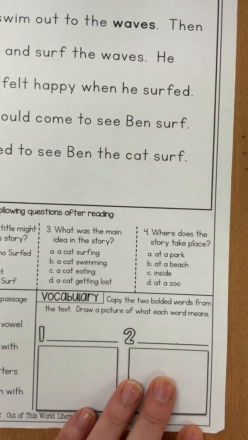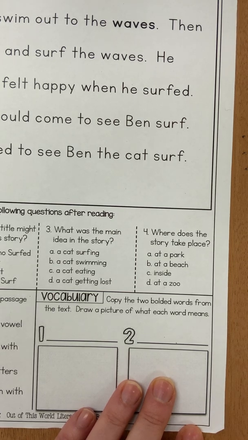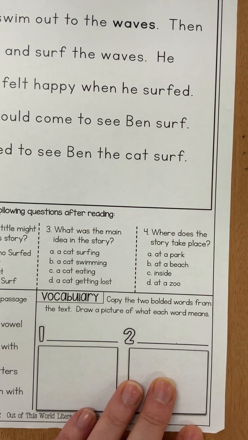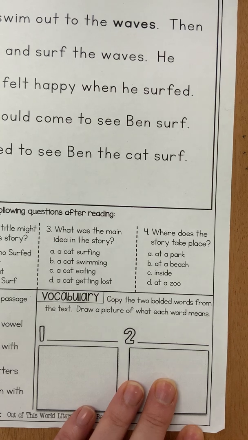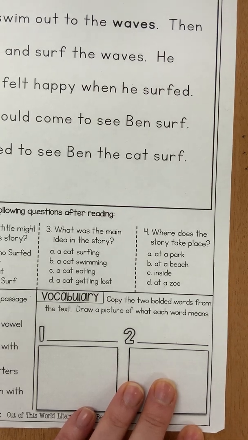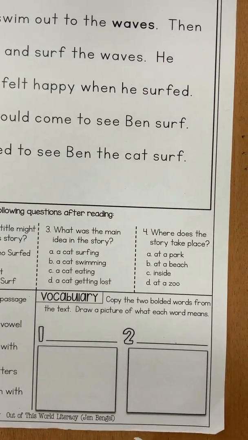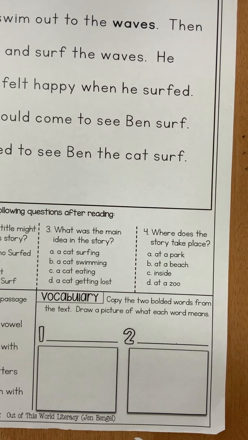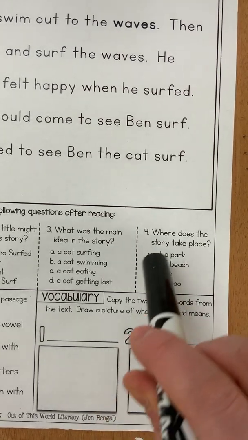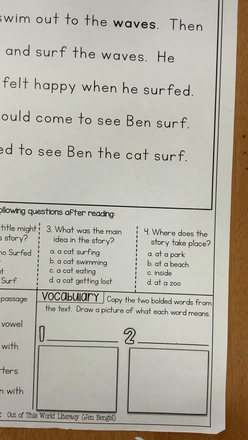It could be a specific city that the passage might state, or it could just give a general background of where the story is. So it could be in the woods, it could be at the beach, it could be in the desert, it could be in Antarctica, or where it snows and it's icy all the time. So the setting also describes question number 4.